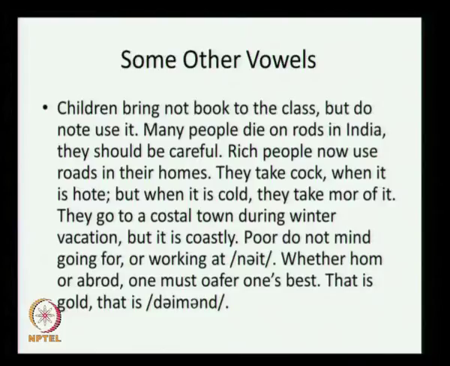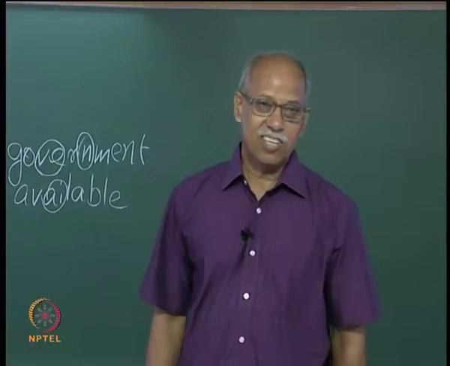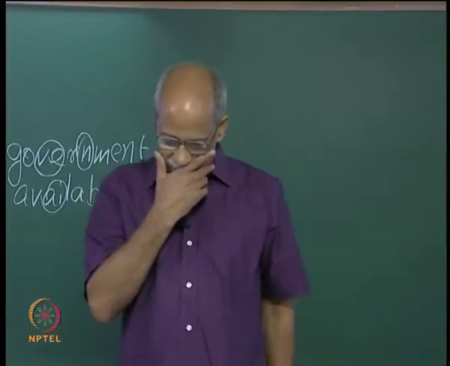Irfan, go on. Many people die on roads in India. What should it be? Roads in India. Okay, go on. They should be careful. Okay. Rich people now use roads in their homes. Actually, it should be rods. Because concrete houses require iron rods. Okay. They take coke. What should it be? It should be coke. Okay. Yeah. When it is hot.